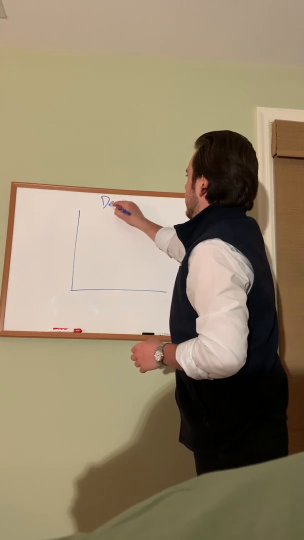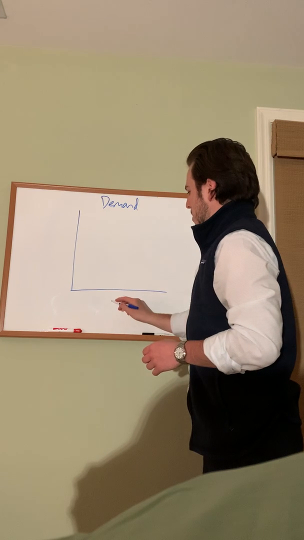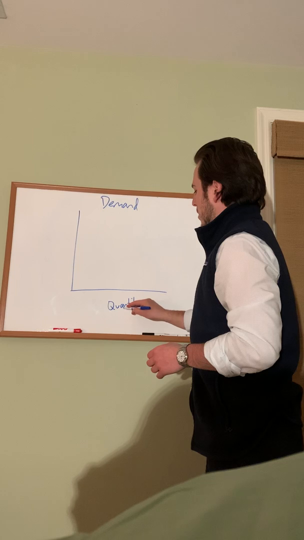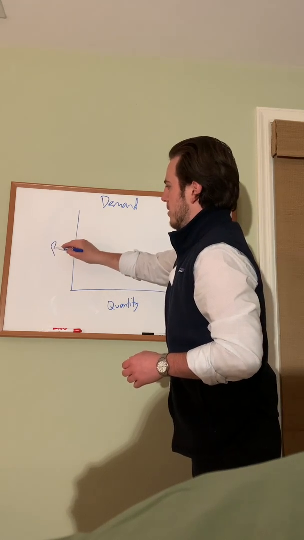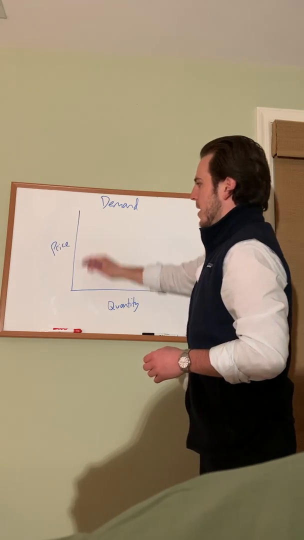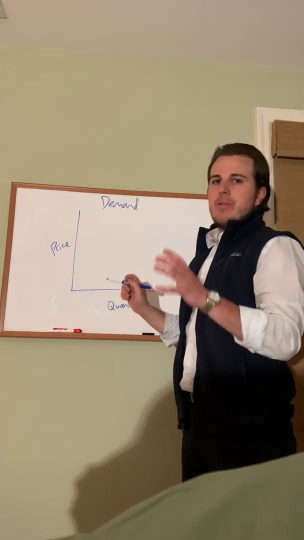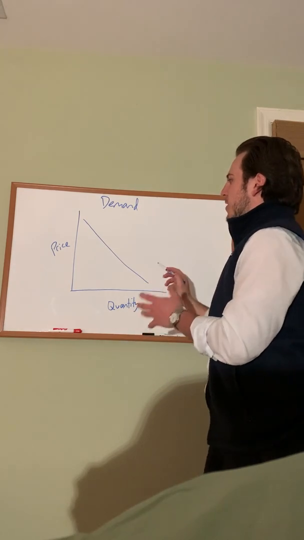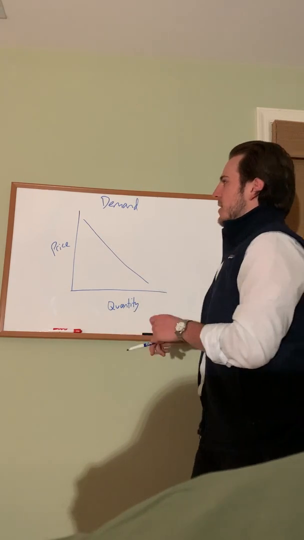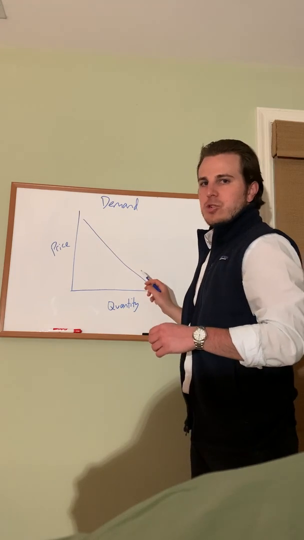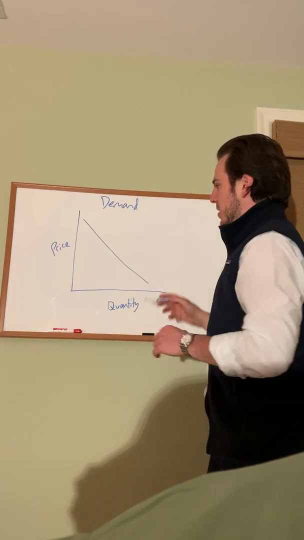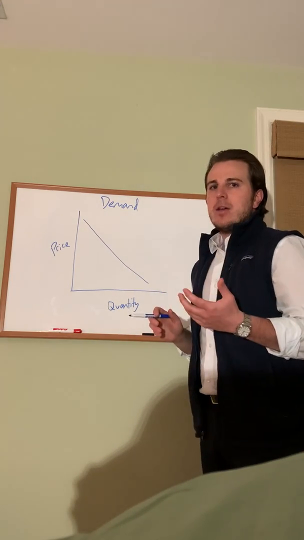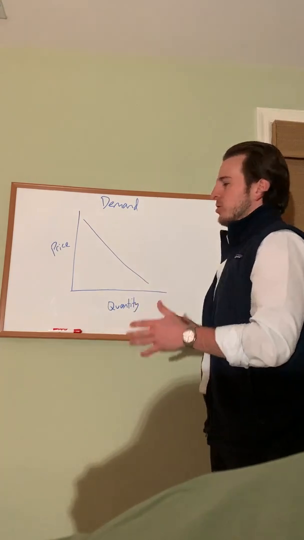So here is our demand graph. Okay, on the bottom we have quantity. And then on the side here we have price. Okay, y-axis, x-axis. So the demand curve always slopes downwards. Let's start there. The reason why the demand curve always slopes downward, and again, sometimes it's a curve, sometimes it's a straight line. We always call it a curve in economics. The demand curve always slopes downward because of the law of demand or the law of diminishing marginal utility.